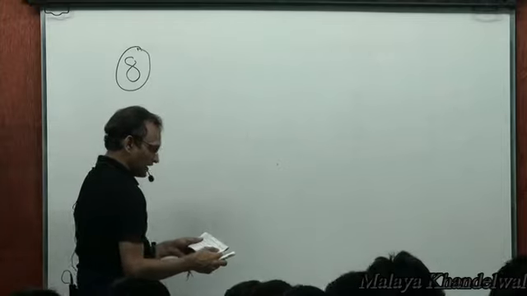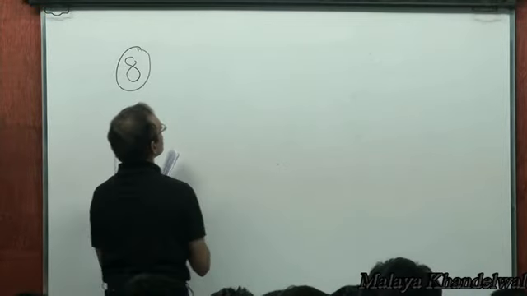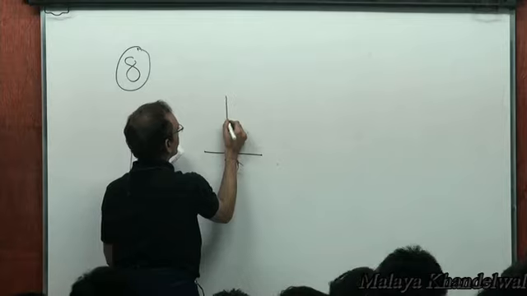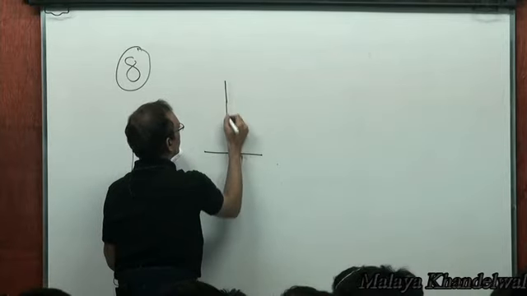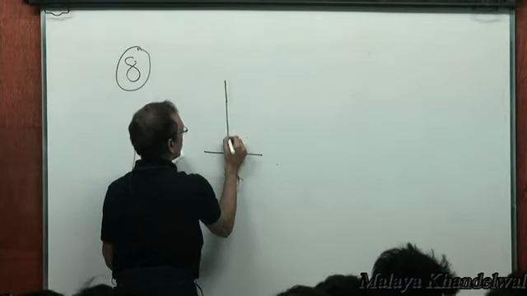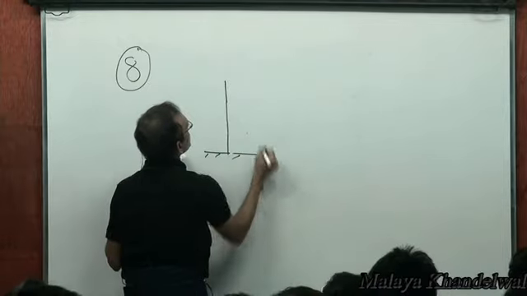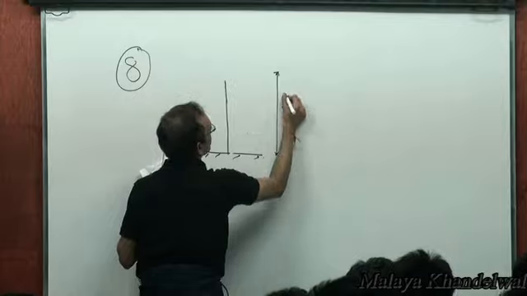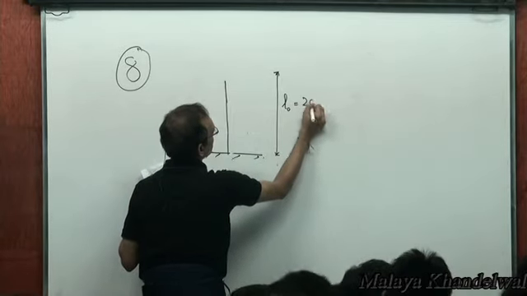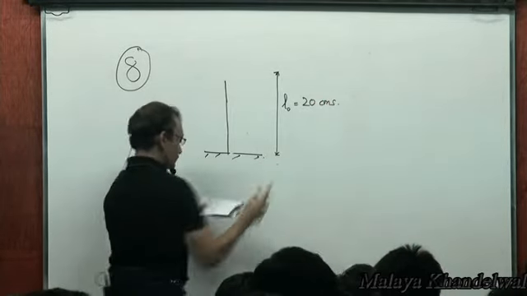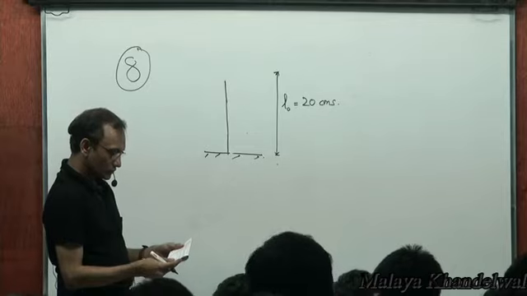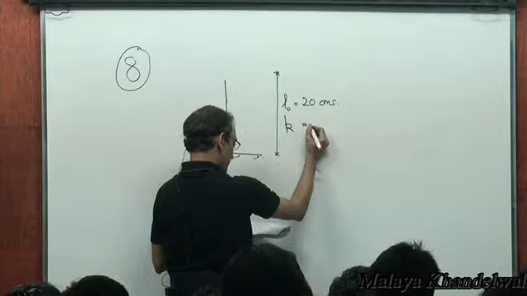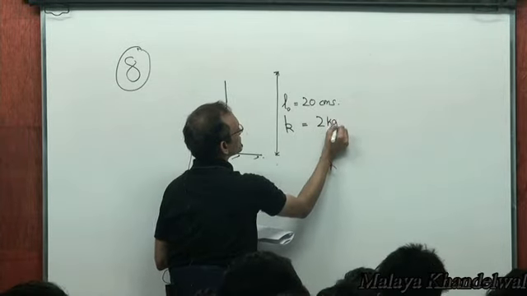A light spring of length 20 centimeters. This is the spring of length 20 centimeters. Unstretched length of the spring is 20 centimeters, with a force constant K, which is given by 2 kilograms per centimeter.